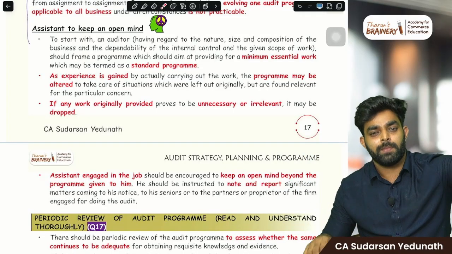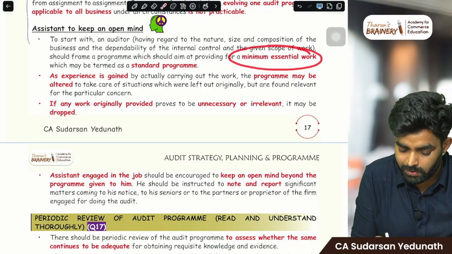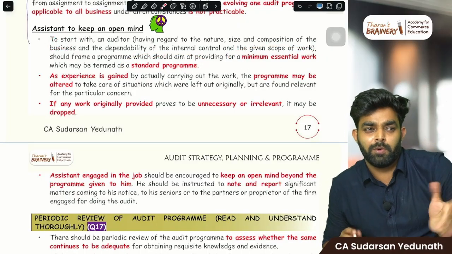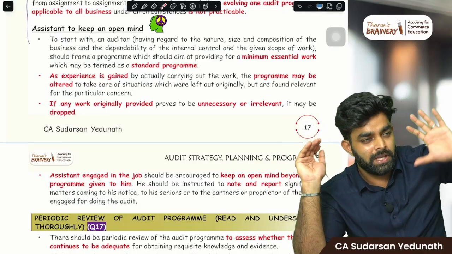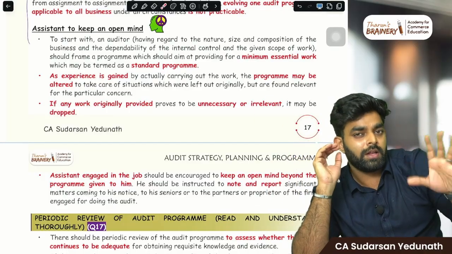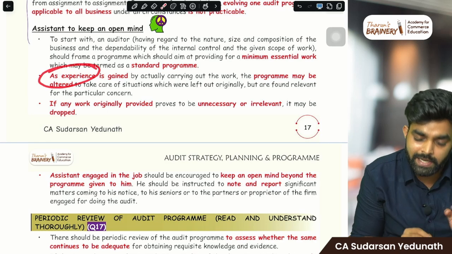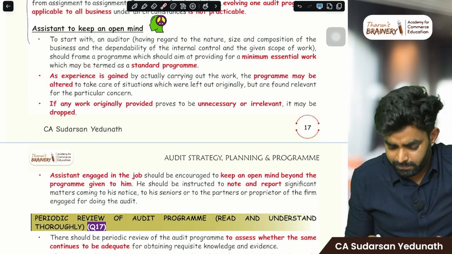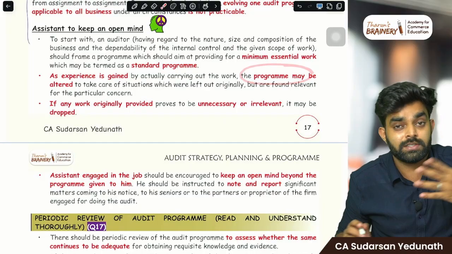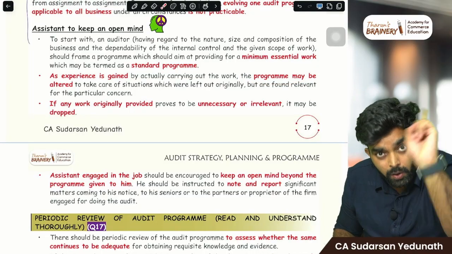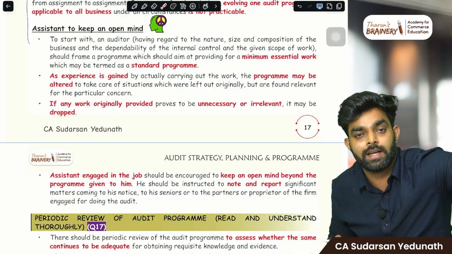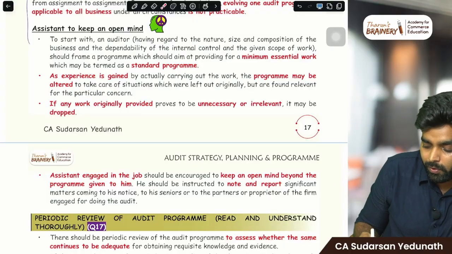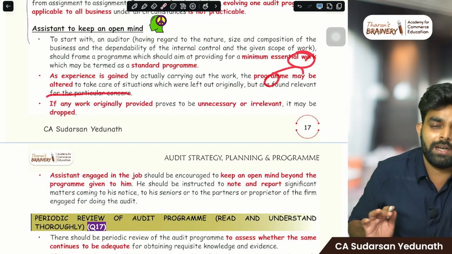Let the audit happen. That is what we call giving a minimum essential work, like a standard program. To start with, give a standard program. Don't give a detailed, very big program. Let the audit proceed. As experience is gained in 1 or 2 weeks, we'll understand a lot of things regarding the company. Now we'll know what the needs of the company are and which areas we need to focus more on. Now alter that audit program and make it a detailed program.